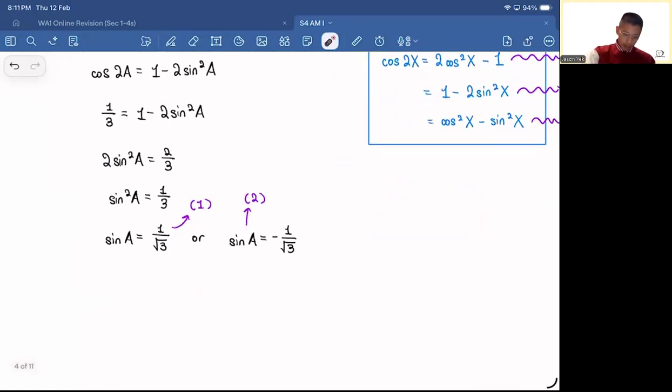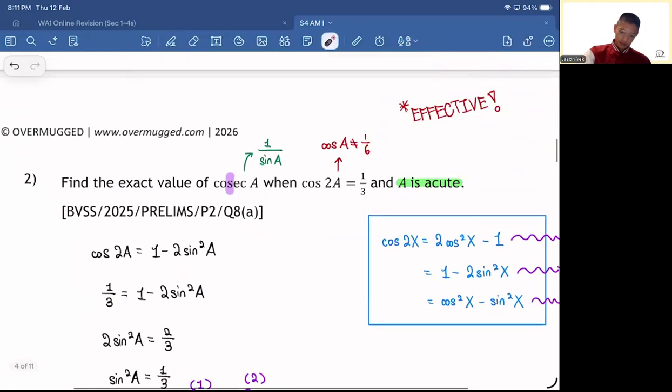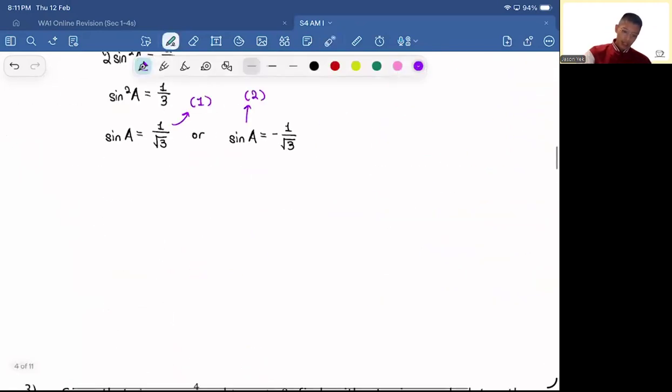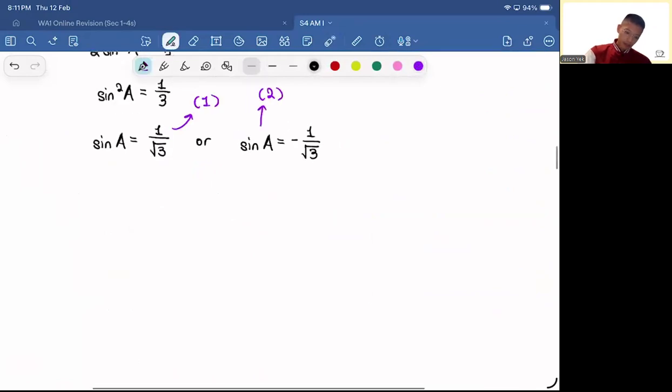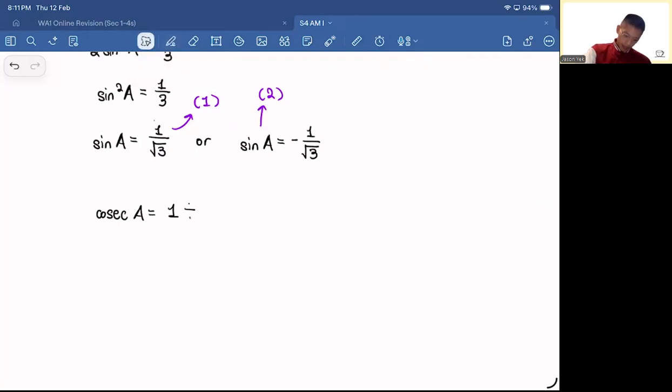So once you got it down, you realize, okay, don't be too happy. Don't say, wow, yes, I got this. This final goal is cosecant, which is the reciprocal. Reciprocal means you either flip it, or you just take 1 over this number here, which equals root 3.